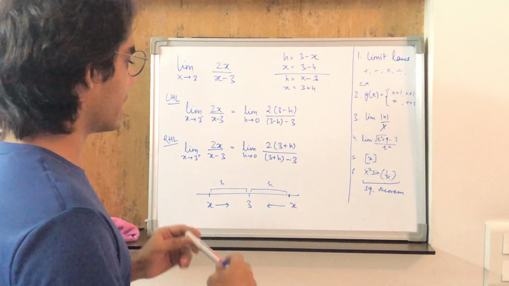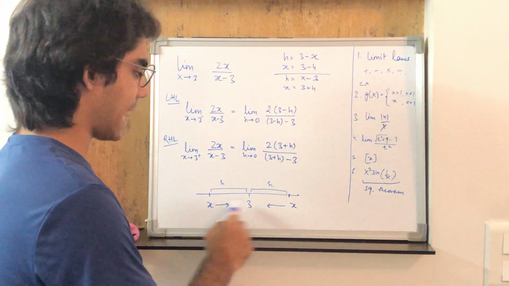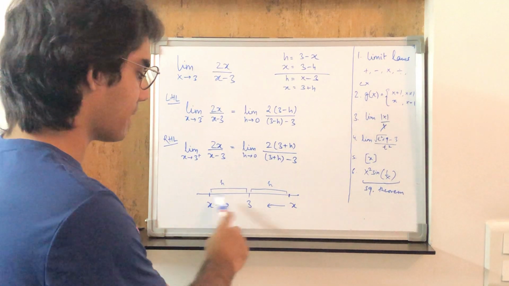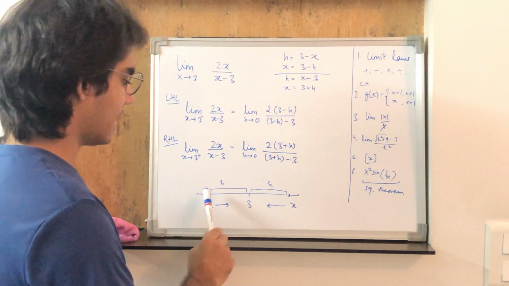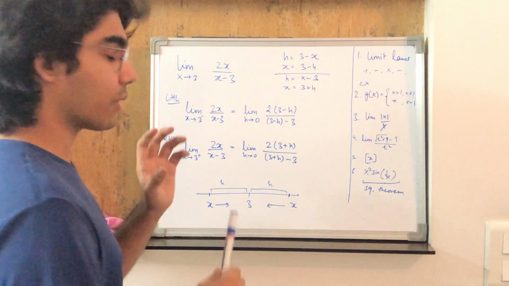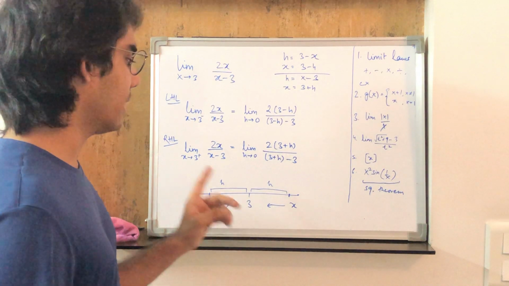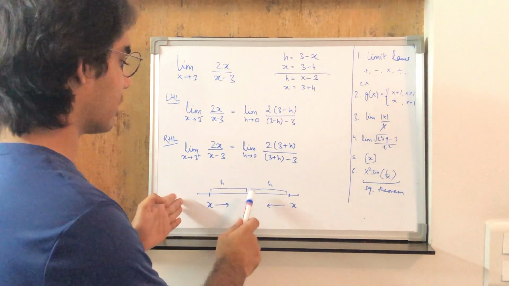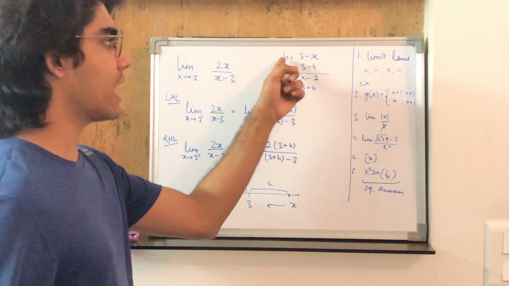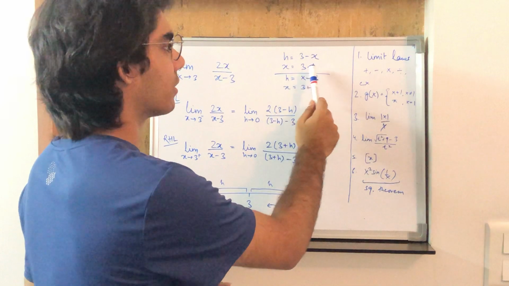So if you just look at the number line here, this is 3, this is x. Let's look at the left hand limit first. So x is approaching 3 from the left hand side. So let h be the distance between 3 and x. For the left hand limit, which is greater, 3 or x? 3, right? So the distance h is going to be 3 minus x. That's going to give us the distance h. So h is equal to 3 minus x. In terms of x, we write this as x is equal to 3 minus h.